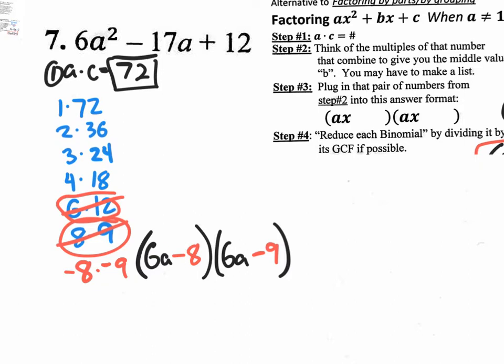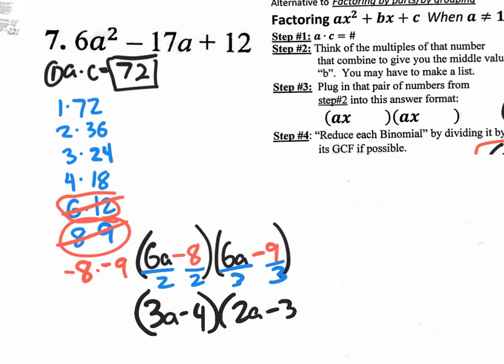6 and 8, what's in common? 2. A 2, bless you. So we're going to divide by 2, divide by 2. Our first binomial of our answer is going to be what? 3a minus 4. And on the other one, what could I divide by? 3. By 3. So we get 2a minus 3 as a second binomial. And that is our answer.